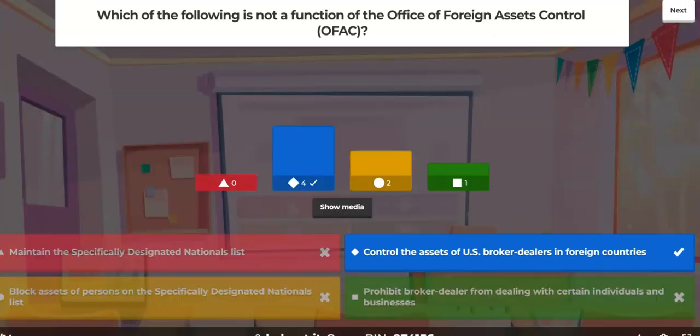Right. Notice that this one asks, what is not a function? What do they do? No, which one don't they do? Three they do and one they don't, and they do not control the assets of broker-dealers in foreign countries. But OFAC maintains that SDN list, which also blocks assets and prohibits broker-dealers from dealing with them. That's exactly it.